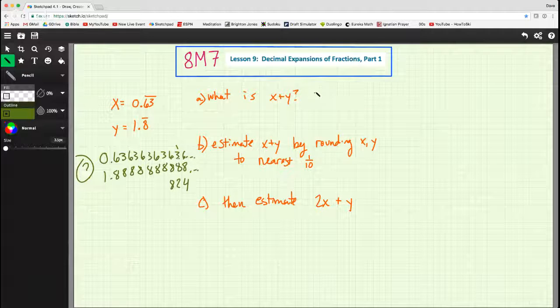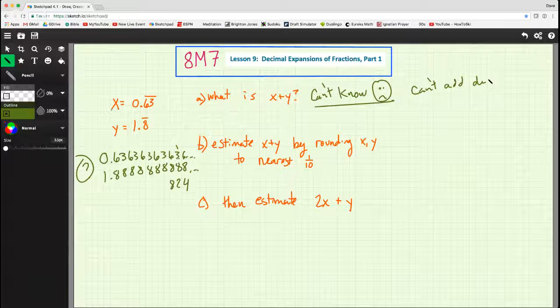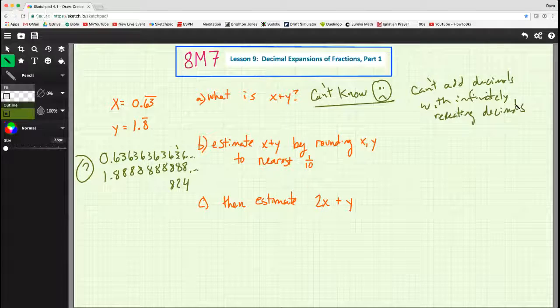Can't know. Sad face. Can't add decimals with infinitely repeating decimals. So we can approximate.